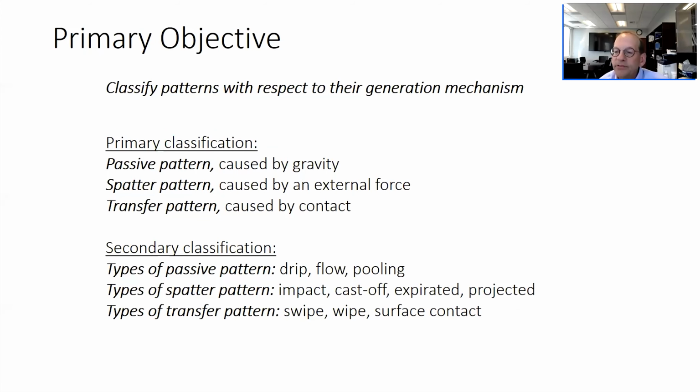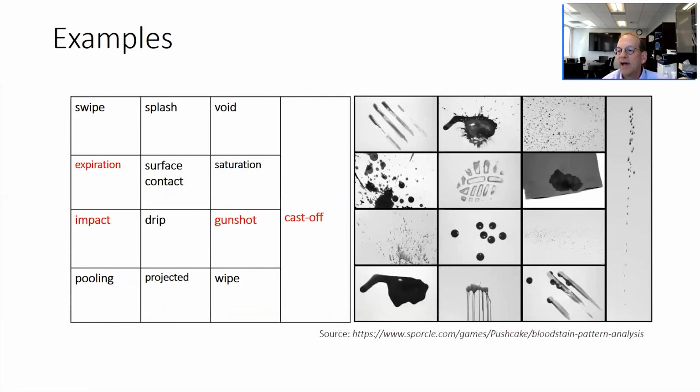There can be multiple objectives. The primary objective is very often to figure out the mechanism that generated the patterns that are visible. And there's one possible way of thinking about that here, into a primary classification, and then within that a secondary type of classification. Other objectives might be to figure out where in the room the event happened, but we're going to focus on this classification task, if you will, or the mechanism determination task.